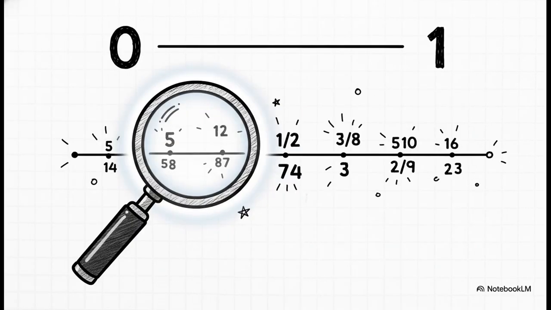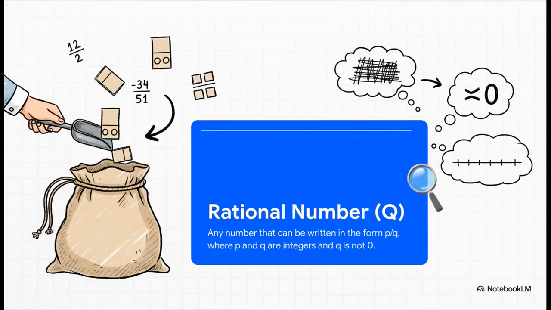Nope, not even close. If we were to zoom in on the line, we'd see that between any two integers, like between 0 and 1, or 200 and 201, there are these huge gaps. And those gaps are just jam-packed with numbers like 1/2, 3/4. There's a whole universe of numbers we've totally missed. So we get back to work, scooping all of these fractions into our bag. These are called rational numbers.